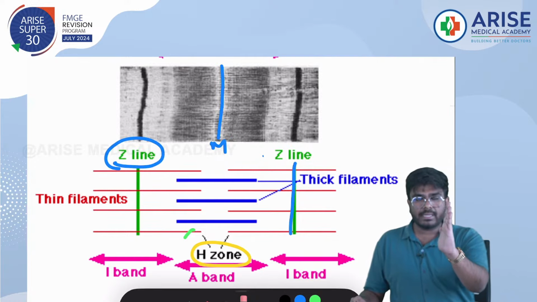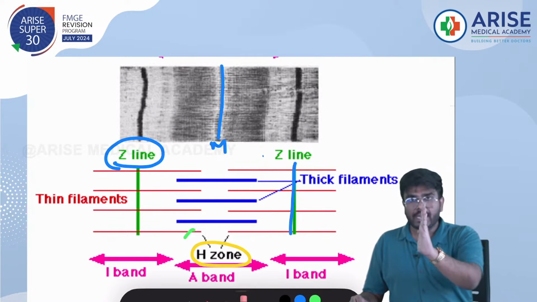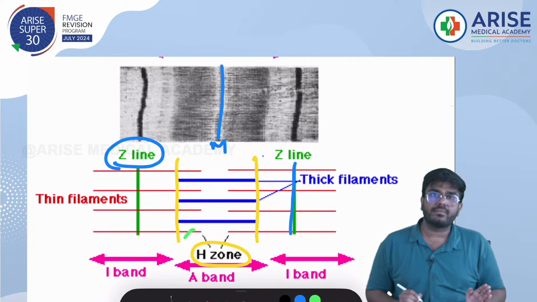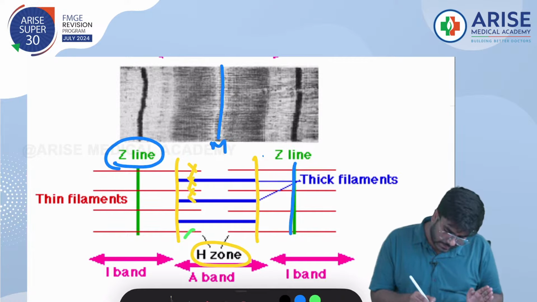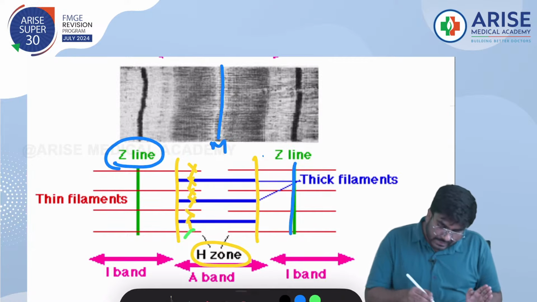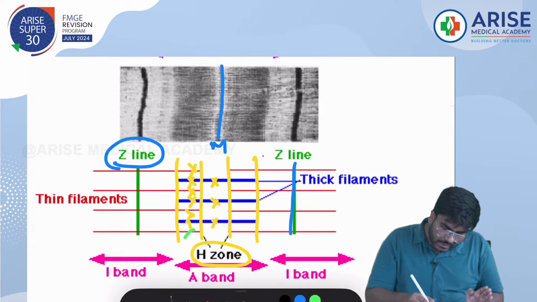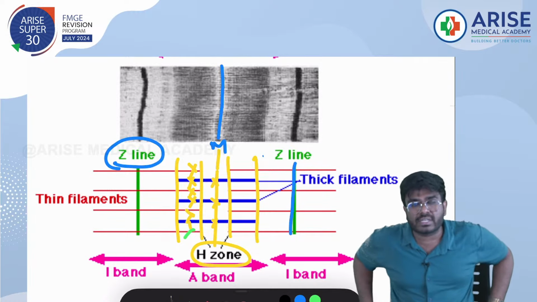Later there is the I band. Later there is the A band. In the A band, from here to here, there is the A band. You know it: both actin and myosin are present. This is the A band. In the A band, in the center, there is the H zone. In the H zone, there is the M line.